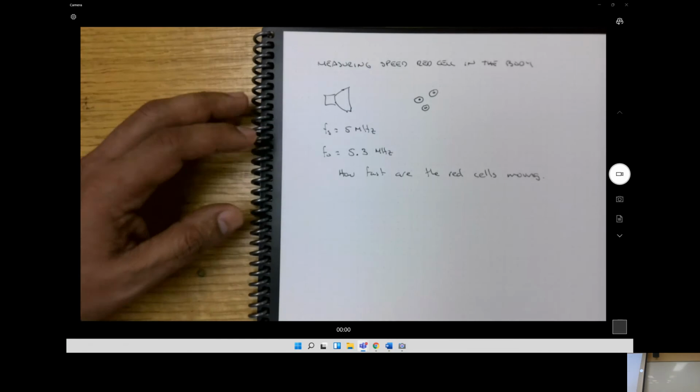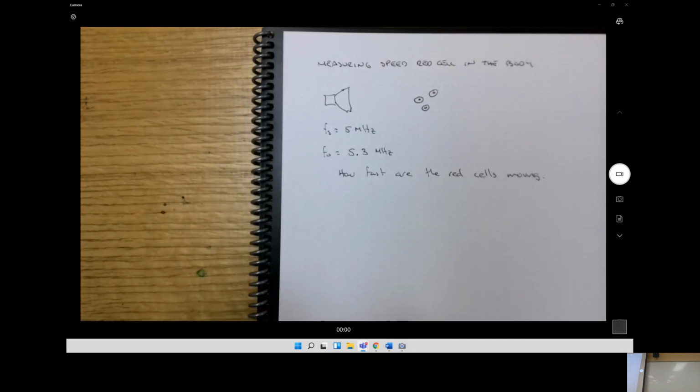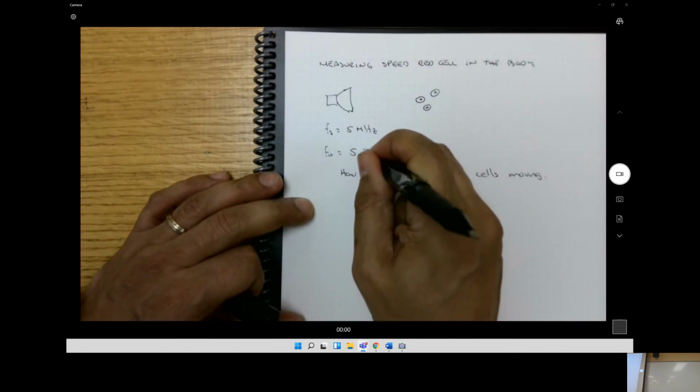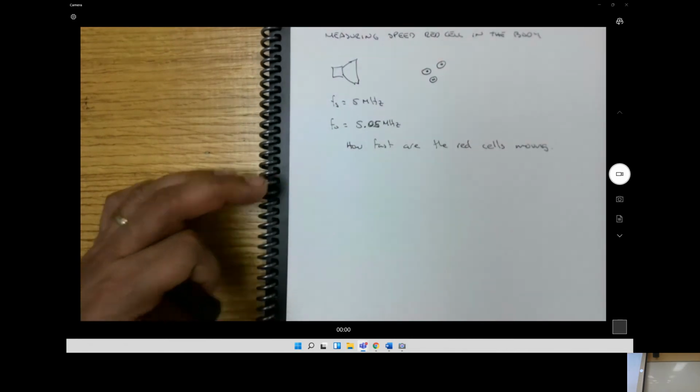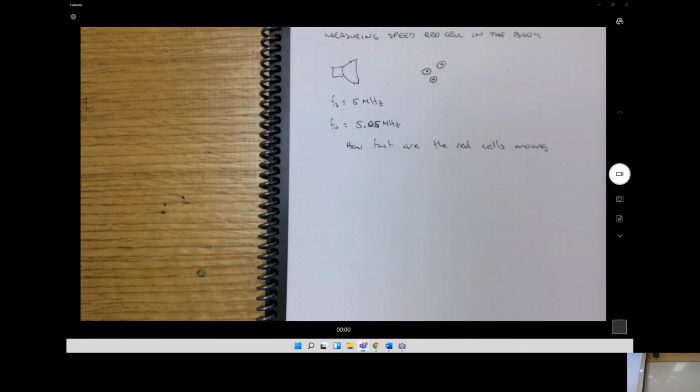I'm going to say that it is 5.05. That's the shift in frequency. Instead of 5.3, 5.05. Okay, so this is a long problem. There's a little bit of algebra here. You need to apply the Doppler effect twice without knowing the velocity, okay?